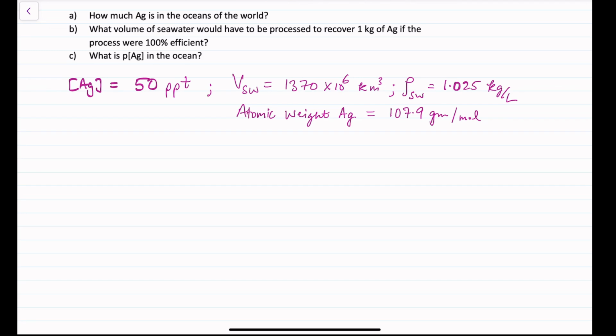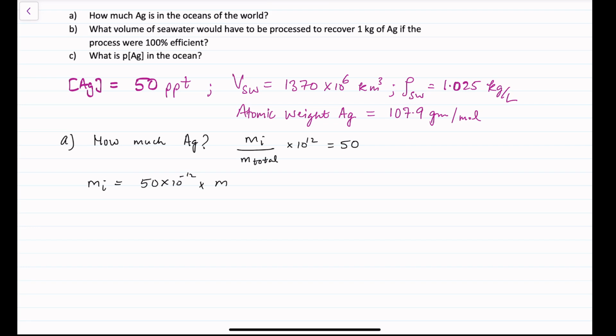Okay, so let's see. The question part A asks us how much total Ag or silver. So we know that Mi over M total into 10 to the power 12 is 50, where Mi is the mass of silver. So if we want the mass of silver, that would be 50 into 10 to the power minus 12 times M total, which is the total mass of seawater. M total would be the total volume of seawater divided by the density of seawater.